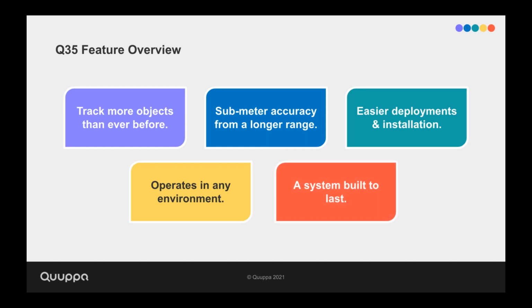And finally, a system built to last. So the Q35 has undergone extensive environmental testing to ensure it performs as expected for years to come. You also have the ability to move the locator between new and existing projects to give you more flexibility within your deployments. The hardware also includes a dual radio, which we've seen before in the Q17 indoor locator, but this will enable support for future features from our roadmap, for example, the potential for wireless connectivity and over-the-air firmware upgrades.